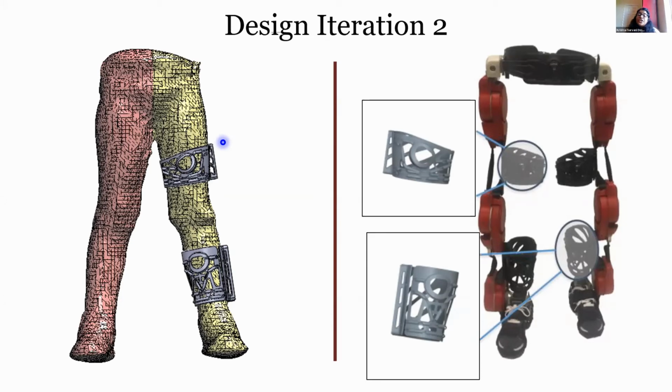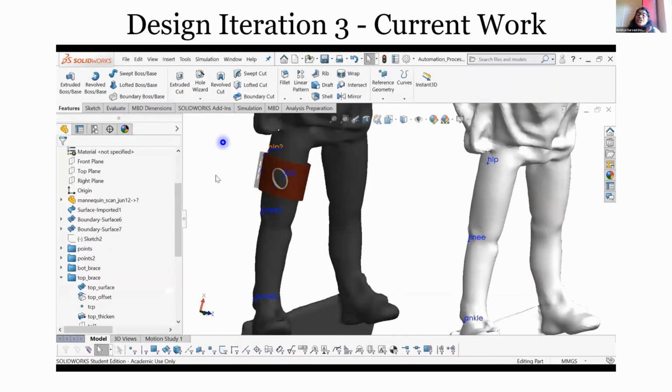Because of these considerations, we decided to try and create a template brace that could then transfer from one scan to another and readjust and reorient itself automatically. That's design iteration 3, and it's our current work. As you can see here, we've created a proof of concept brace that uses static variables for the connective elements, so where the brace connects to the rest of the exoskeleton, and dynamic variables for the rest of the design elements so that the design elements readjust themselves to the size of the new scan.